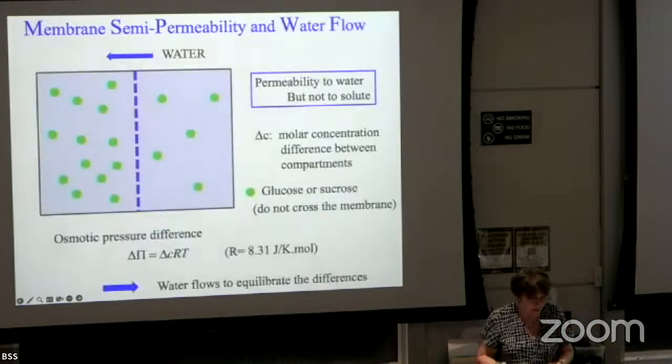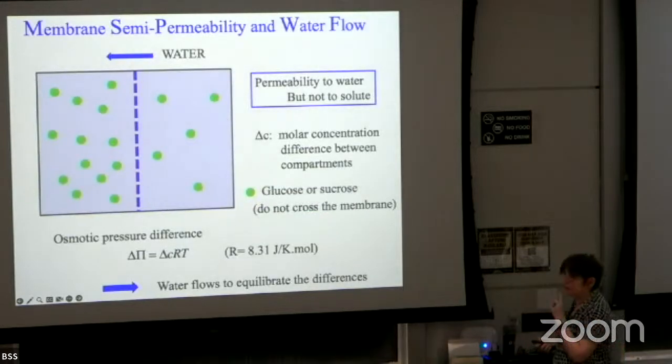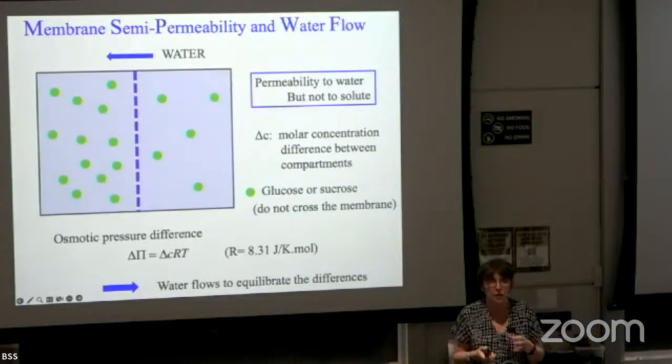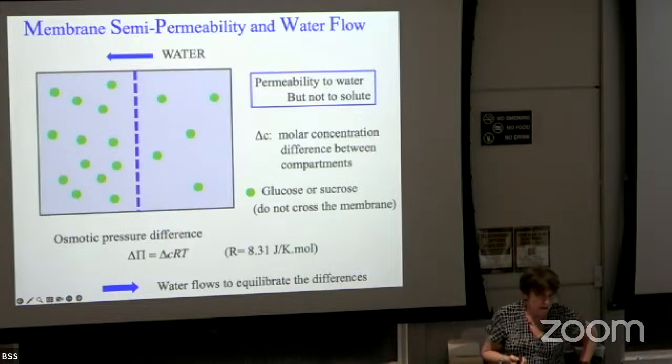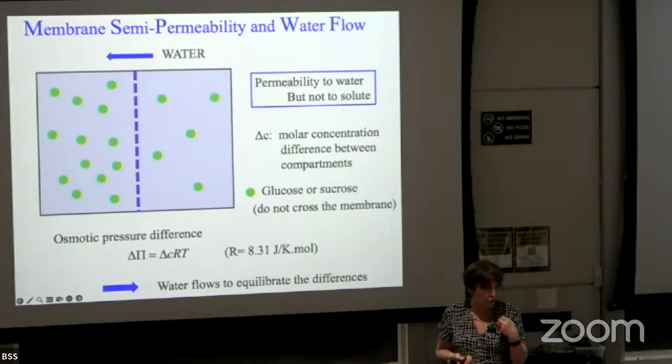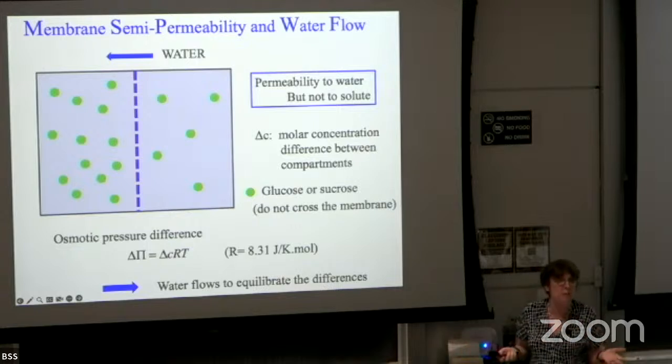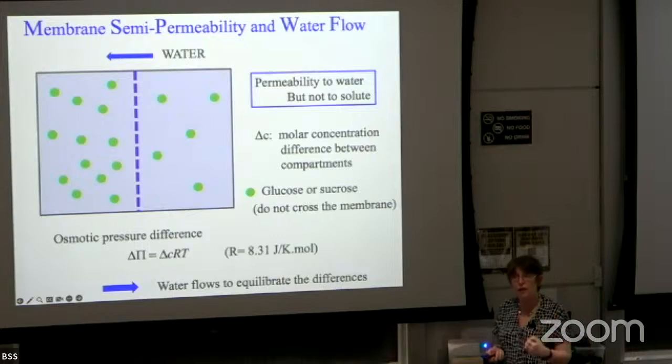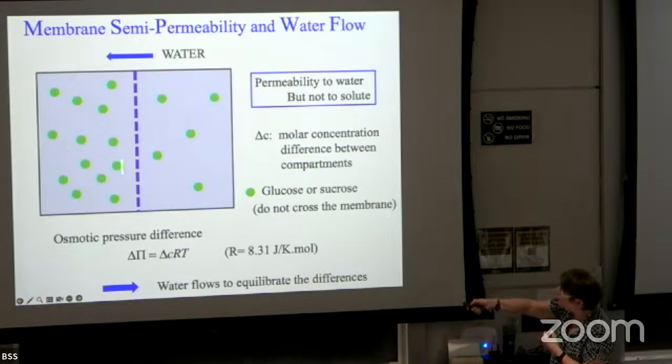So why is this happening? This happens with cells or with vesicles because these membranes are semi-permeable. It means that they do not let ions or big molecules, like sucrose or whatever, or polymers, cross the membrane, but water can go through. So imagine that's your bilayer. It can let water go through, but not the rest of the molecules.